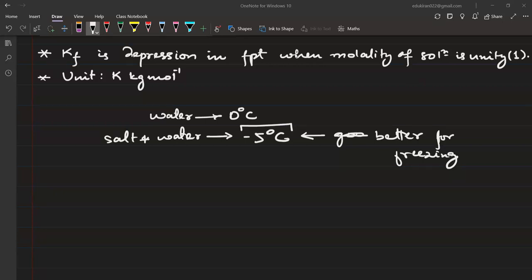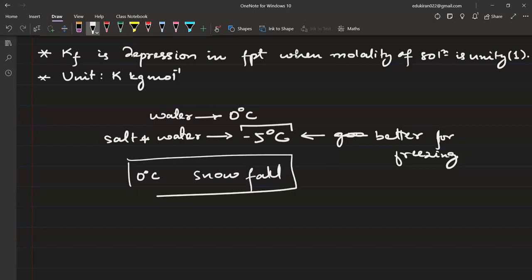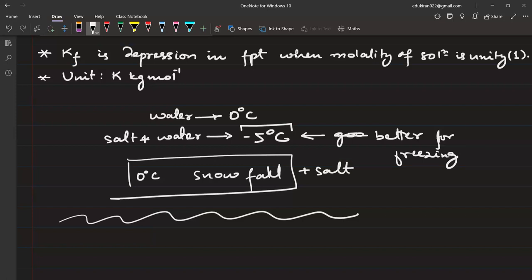So another example that we have is this. Let us suppose the temperature of the environment right now, the room temperature, it has snowed. We have snowfall, and the temperature is now 0 degrees Celsius. So we will have snow on the roads, right? Now, in order to de-ice the road, that means in order to remove the snow from the road, what do people do? They add salt. Please remember, snow freezes at 0 degrees Celsius.